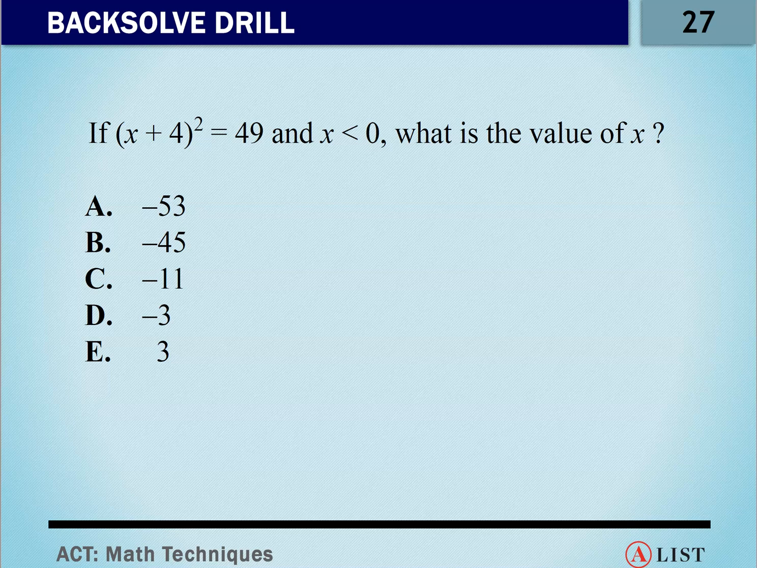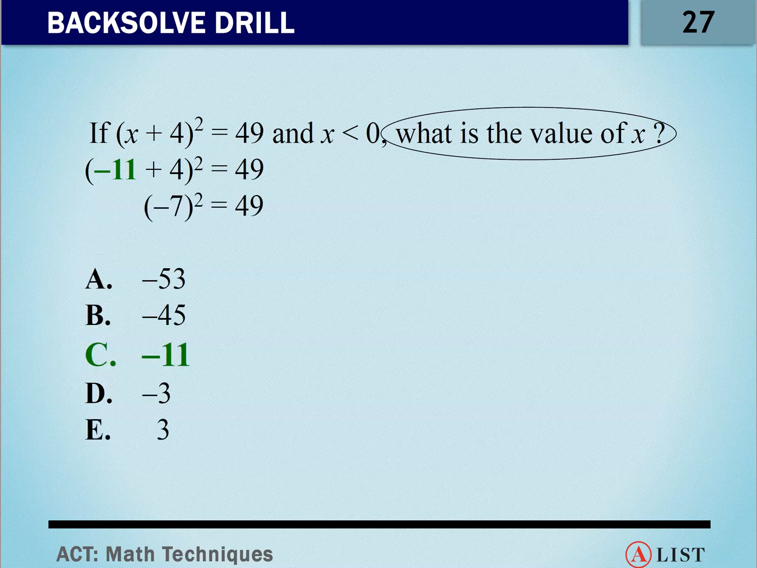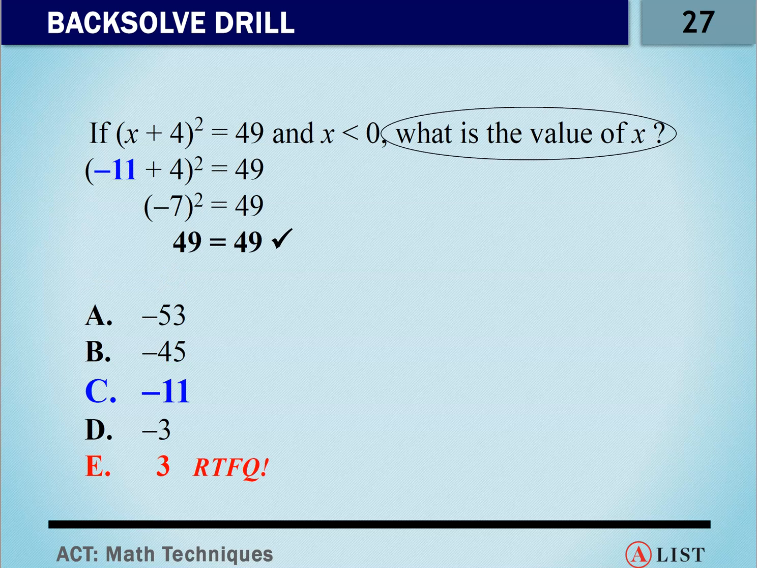If you start with letter C to determine if that works, putting that into the problem, negative 11 plus 4 is negative 7, and negative 7 squared is 49. It checks out. Also on this problem, you'll notice they have the RTFQ, read the full question, and that leads you back to the x less than 0. So x has to be negative, because if you did put 3 in there, 3 also makes a true statement, but it doesn't answer the question given the specifics in that question.